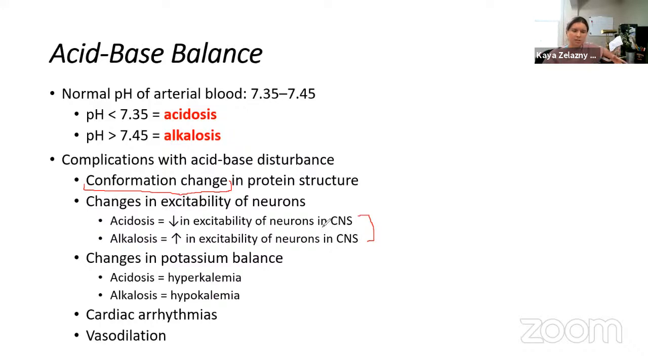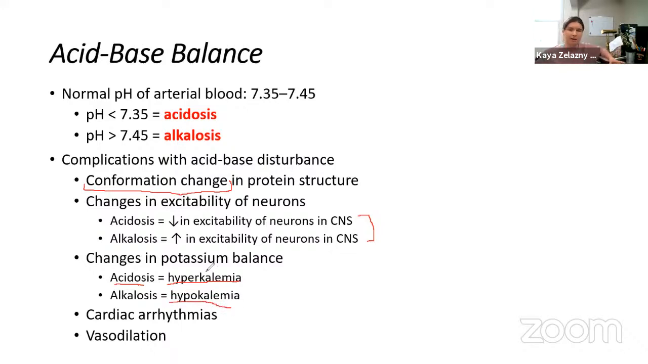And changes to the pH actually also affect potassium balance. We're not going to go much into the details on how and why this is, but acidosis actually causes hyperkalemia. So low pH is associated with too much potassium. Alkalosis has the reverse association. So alkalosis, or high pH, is associated with too little potassium.